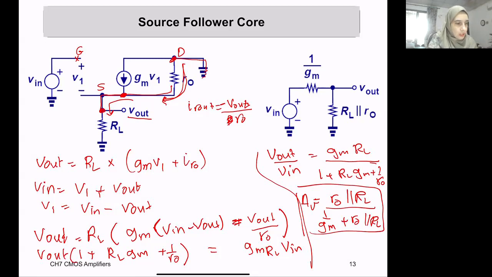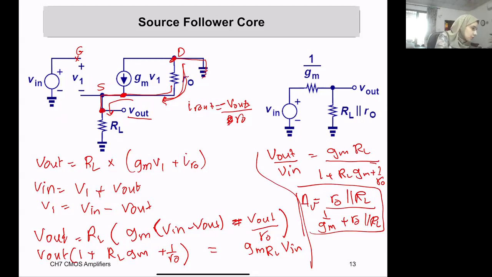We will be able to arrive from here to this relation: R out in parallel with RL divided by 1 over Gm plus R out in parallel with RL. Any question? Ma'am, would you please explain how V in is equal to V1 plus V out?